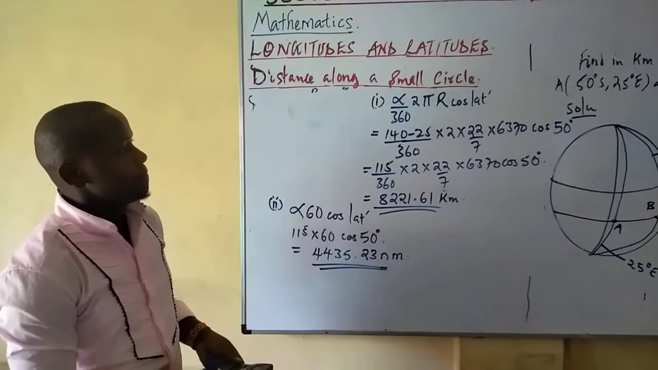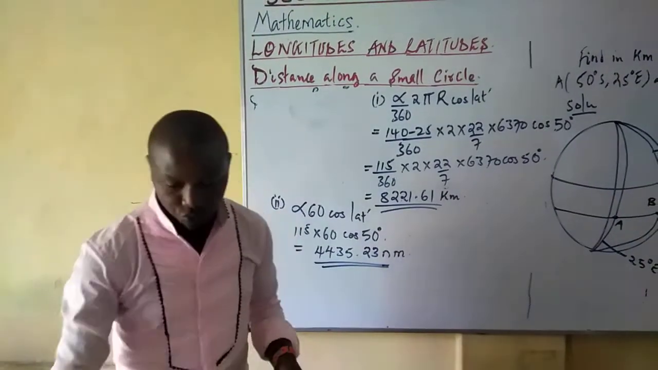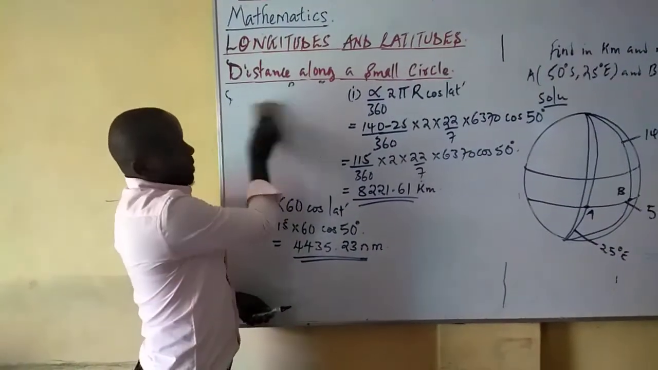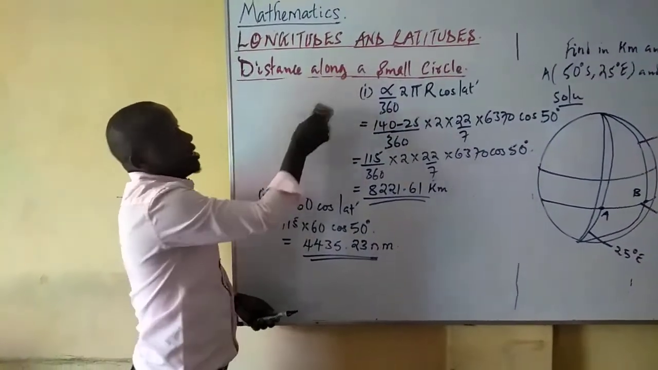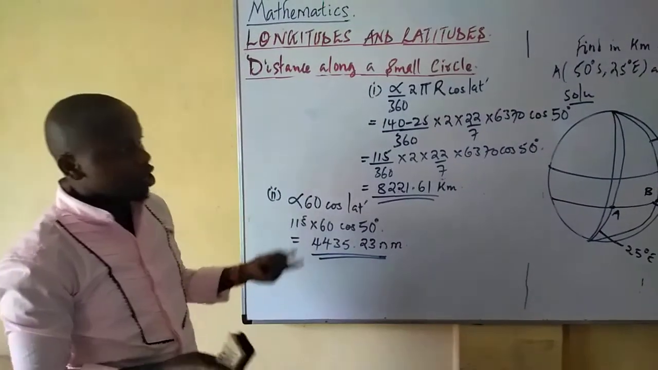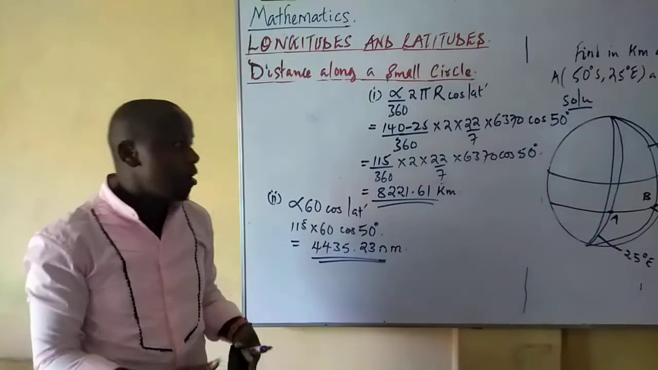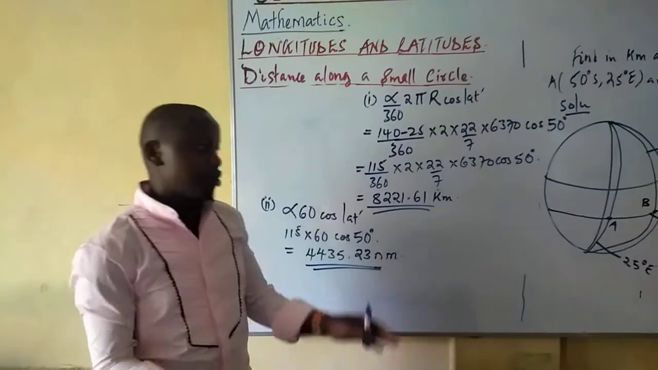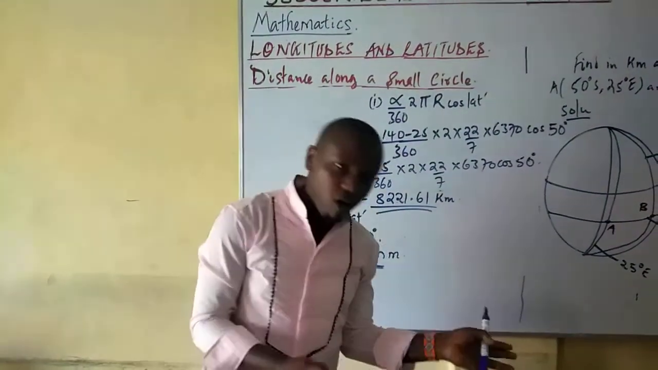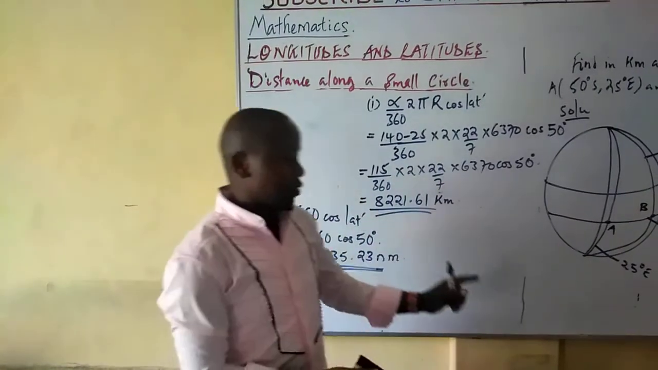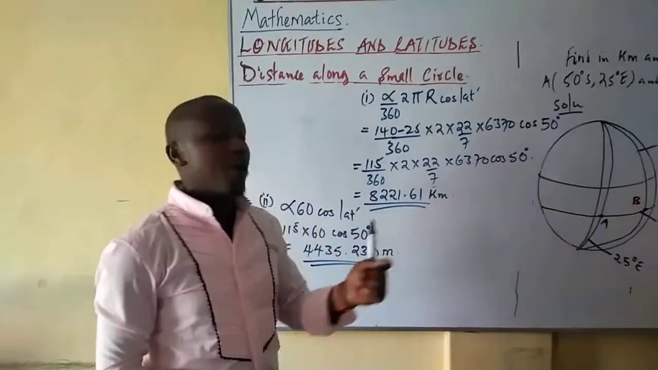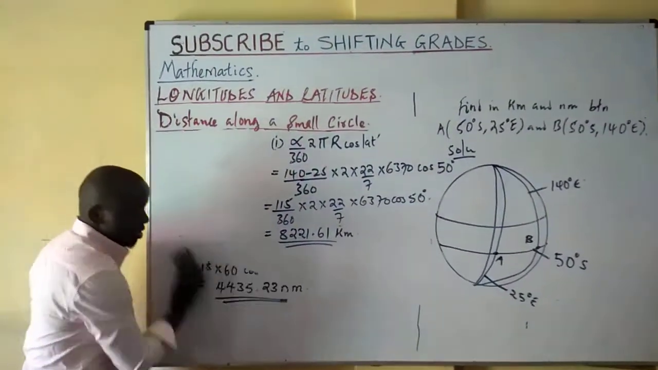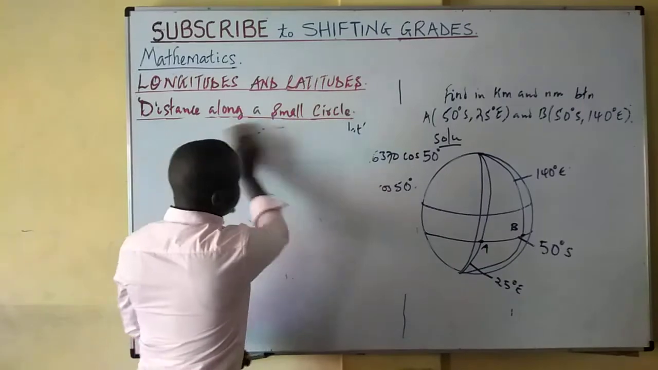I will give another general example. We will examine the type of the places given there, and evaluate whether it is a small circle or a great circle, and then we go on to calculate a question whereby we have not been told it is a small circle or a great circle. By analyzing the question we'll be able to know whether it is a small circle or a great circle. Then we now solve it. Let me read the question.